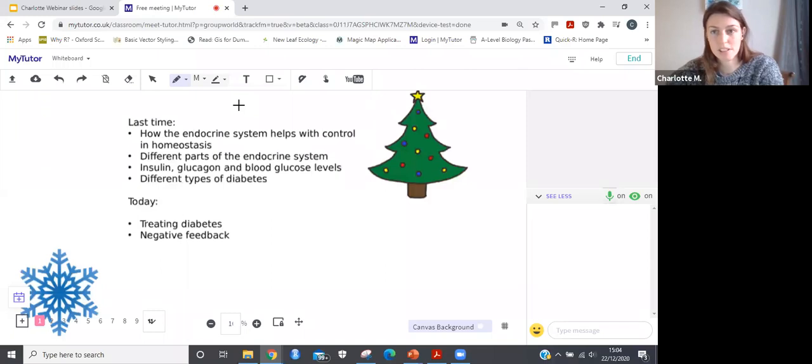So as I mentioned yesterday, we talked about the endocrine system, which helps with control in the body in homeostasis. So this fits into the homeostasis part of the syllabus, and it's a small part of it, the endocrine system. And people tend to find it a little bit more tricky than the nervous system, which is the other mode of control in the body.